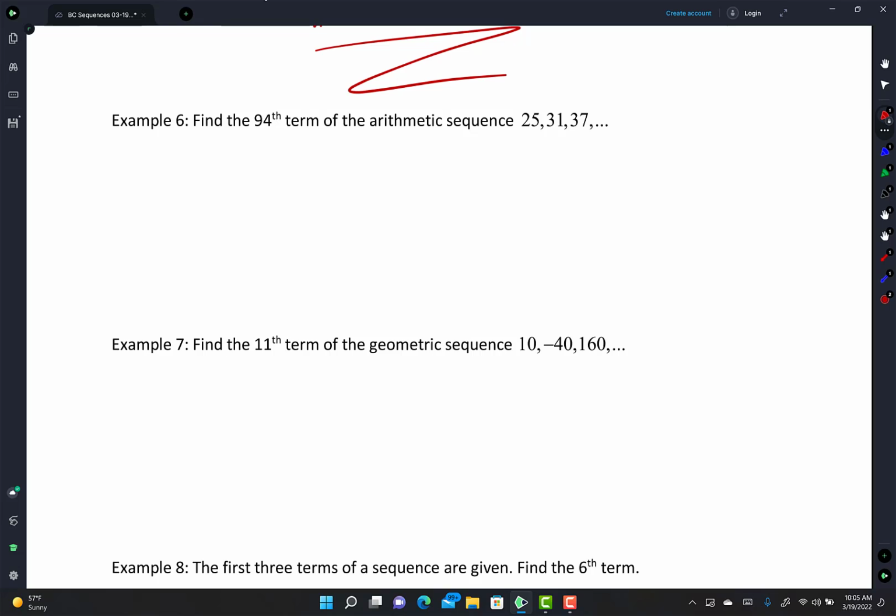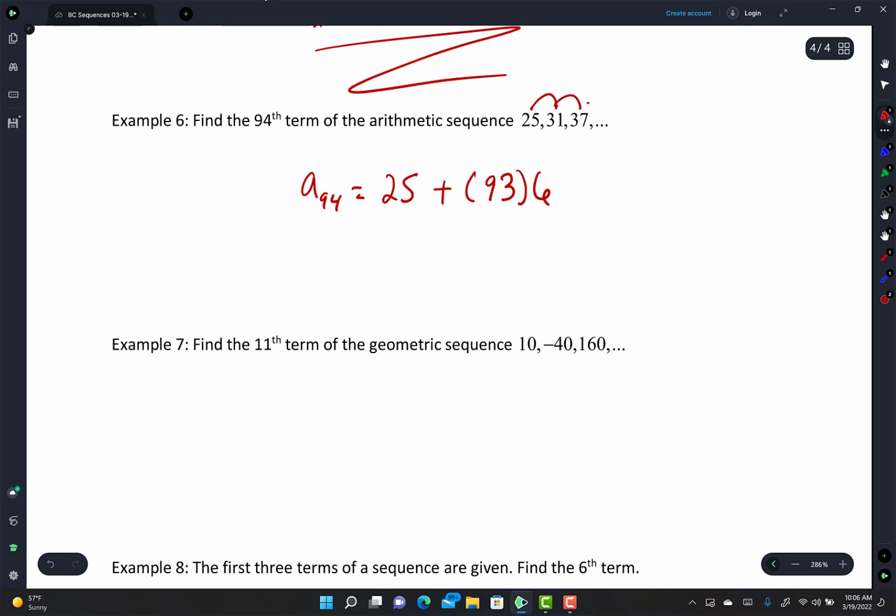Find the 94th term. So this one, they're telling you it's an arithmetic sequence. There's the first, there's the second, there's the third. We're still adding, but you can subtract, though. So what is the difference between 25 and 31? 6. So you're going to go like this. A of 94 is equal to 25 plus what times 6? 93 times 6, no? And then whatever that number is, that's your 94th term.